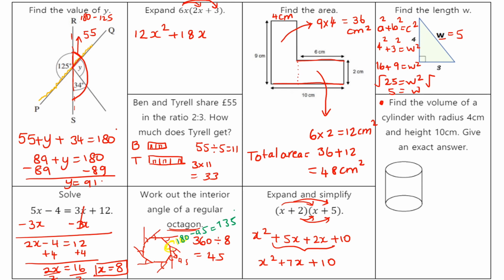Find the volume of a cylinder with radius 4 centimeters and height of 10. So I usually write this information down so I can see what I'm dealing with. So the circle, which is the face, has been repeated 10 times to create the 3D shape. So if I find the area of the circle and times it by 10, I will be able to find out what the volume of the shape is.